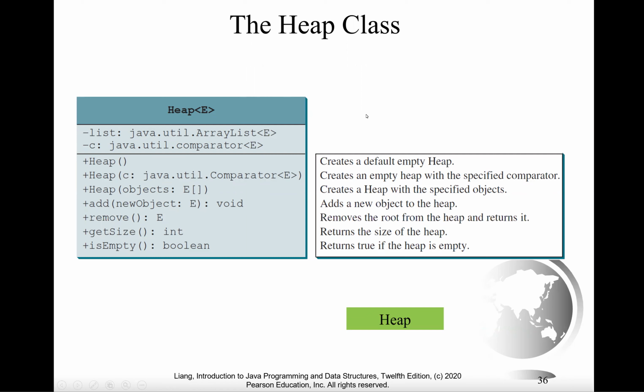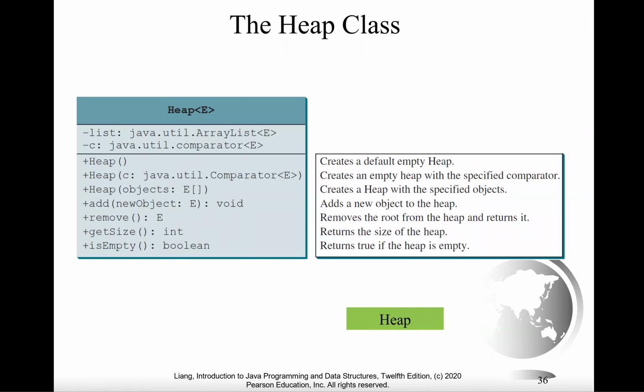A heap is a container object. It can contain elements. The elements are organized in a complete binary tree with the order property. This is the heap, and the element type is E. There are three constructors here. The first is the no-arg constructor.